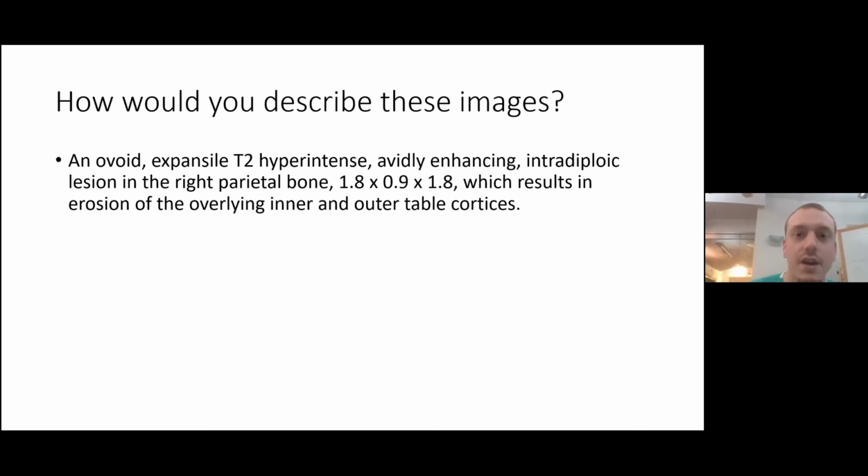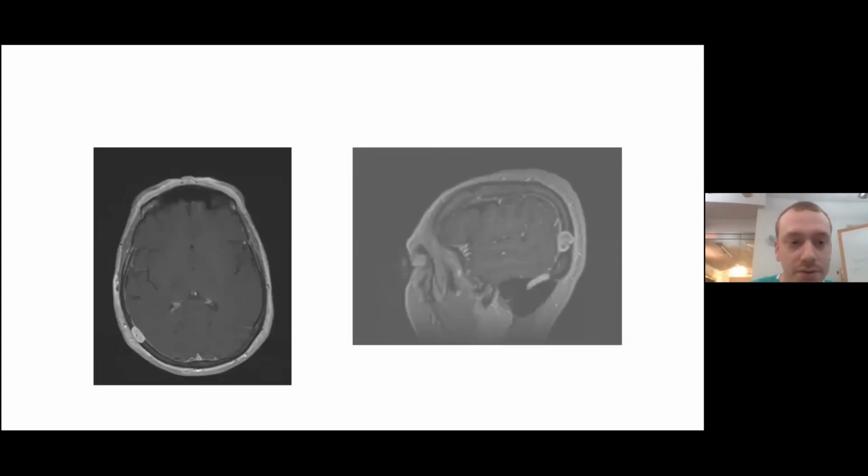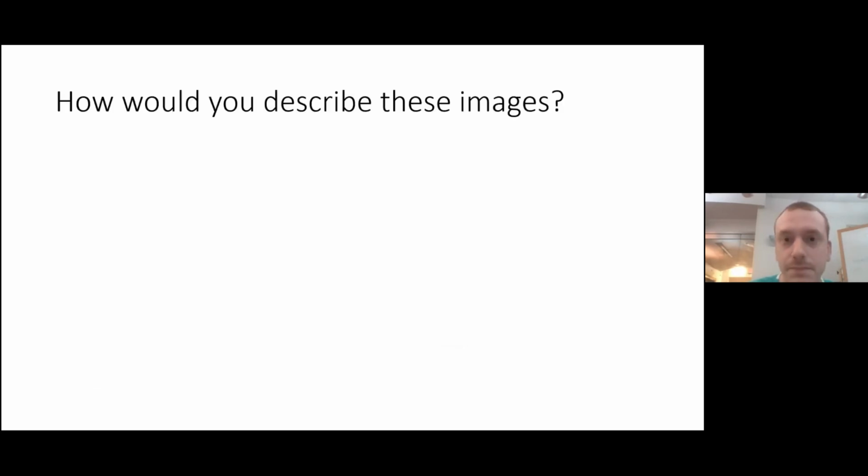So basically, it's an enhancing, as you mentioned, intradiploic lesion on the right parietal bone, with some erosion of the inner and outer tables. And there's also some smooth dural thickening you can see on the right parietal region too, with some enhancement there. Any additional imaging with a bony lesion you want to have?